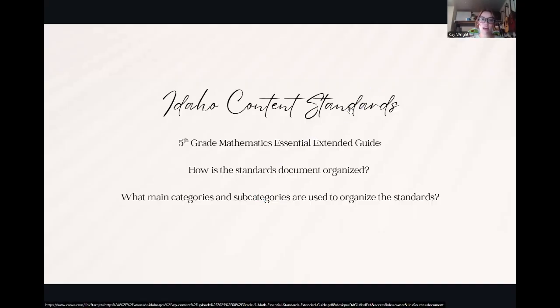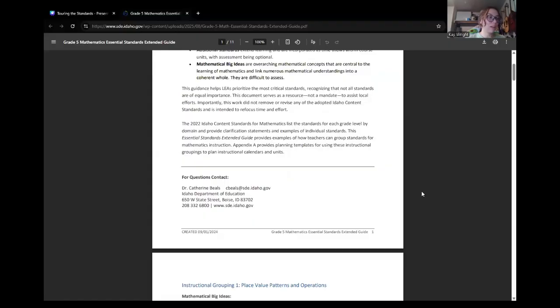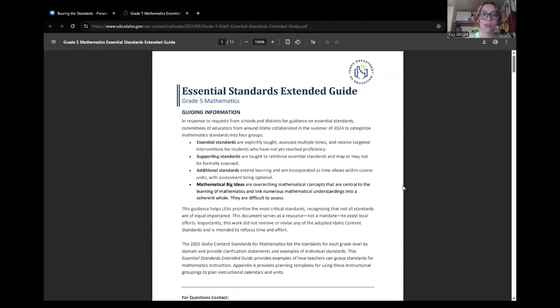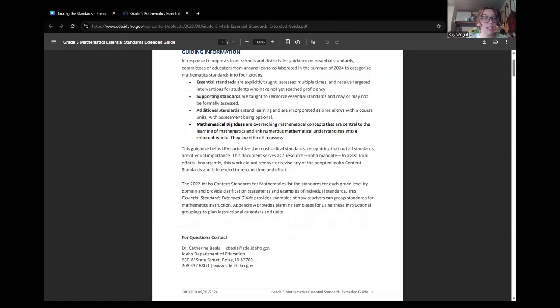So I'm going to go ahead. The area I'm going to focus on will be the fifth grade mathematics essential extended guide. So I should open up here, hopefully. Okay, perfect. So I want to talk about this guide here. First of all, I want to go over how this is set up. It starts off with a nice introduction page, explaining why the guide was created. It describes 4 types of standards, showing how each one can help teachers focus on what's most important.